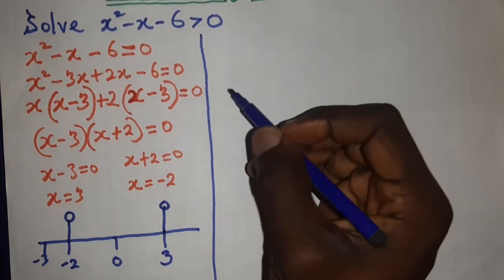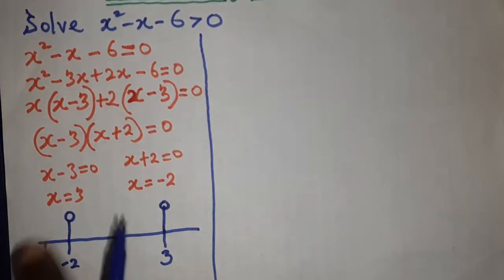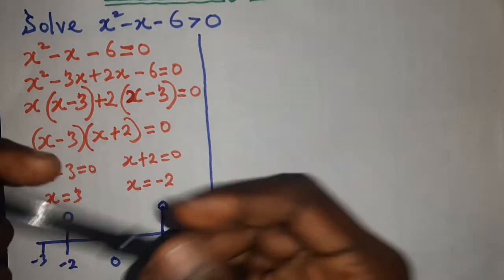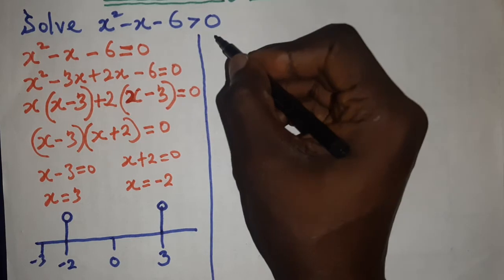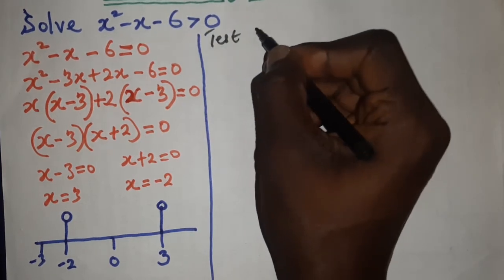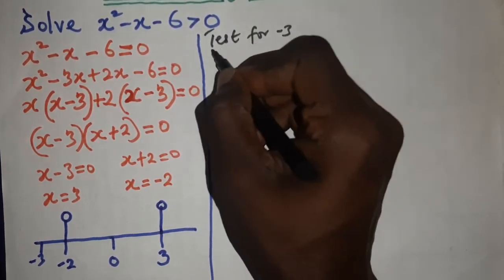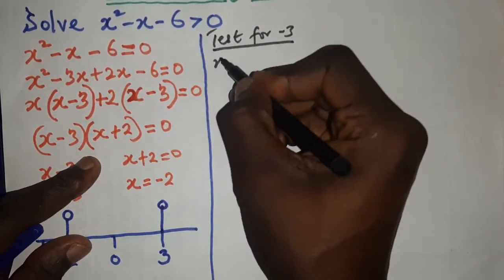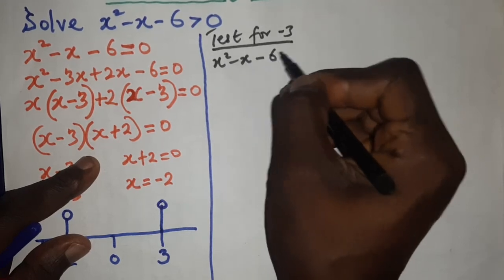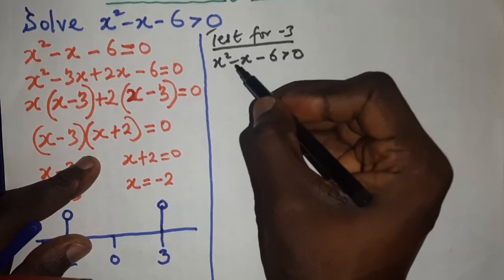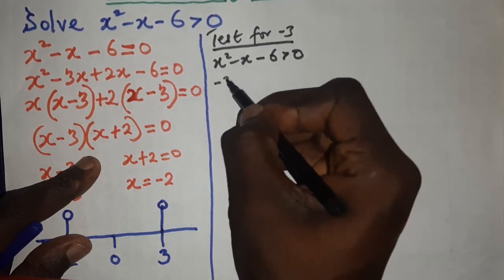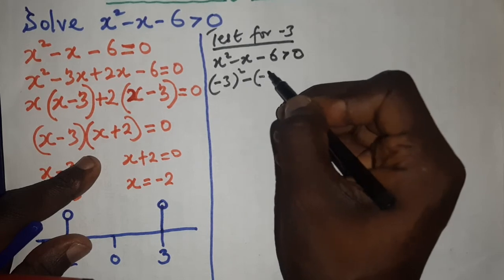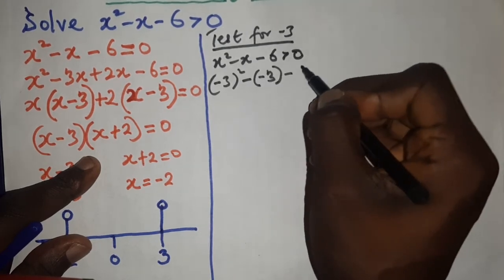Okay, so now let me test minus 3 first. Test for minus 3. So I'll fix minus 3 into the quadratic inequality. So I have x squared minus x minus 6 is greater than 0. So anywhere there's x, I'm putting minus 3. So here will be minus 3 squared, minus open bracket minus 3 close bracket, minus 6 is greater than 0.